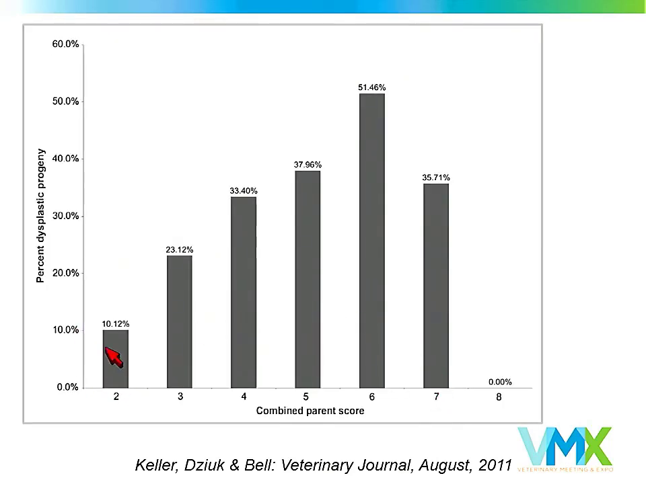So a 2 represents a normal bred to a normal, bred to a grade 1. We still see 10% elbow dysplasia in a normal to normal, but that incidence more than doubles when we introduce a grade 1, and more than triples if we breed a normal to a grade 2.